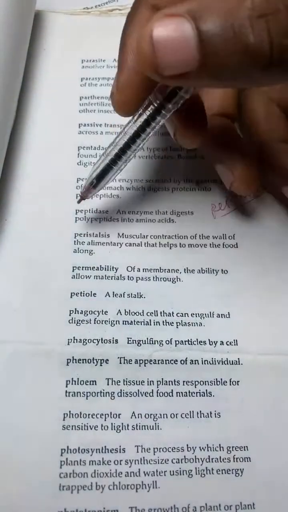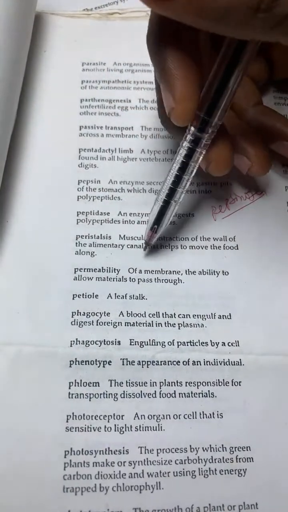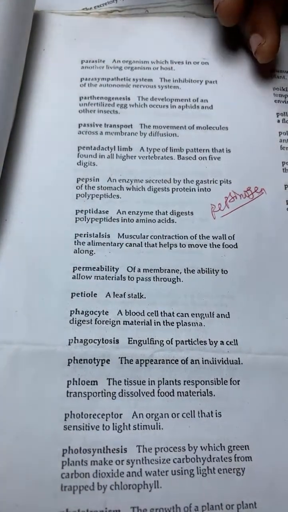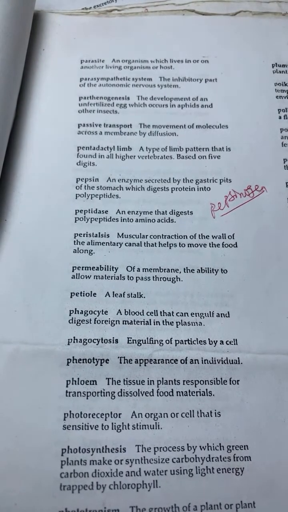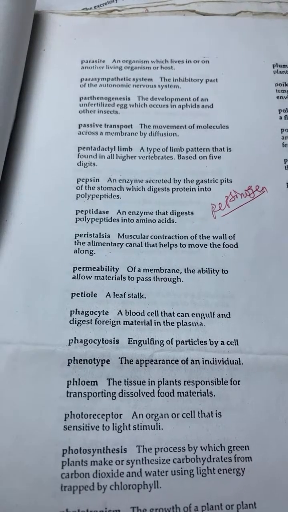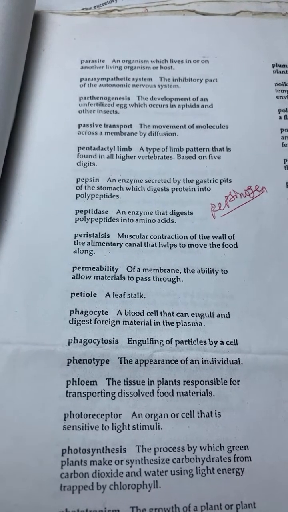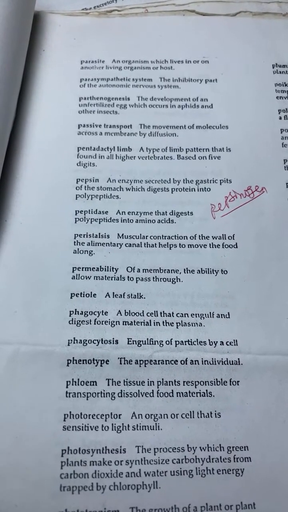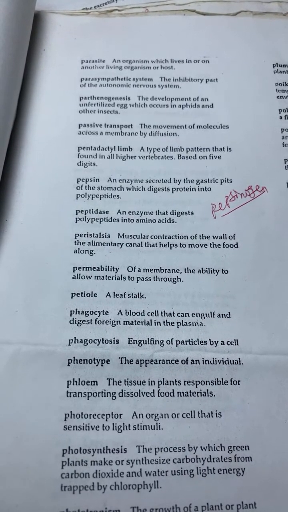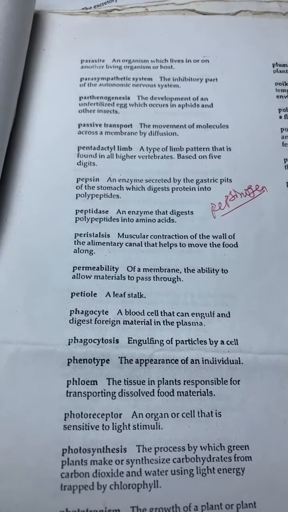Are we together now? Now we have what we call permeability. Permeability of a membrane is the ability to allow a material to pass through. When we say this particular membrane is permeable, permeable simply means it allows materials. If you say semi-permeable, it allows some materials and doesn't allow some. If you say completely permeable, it allows every material to do what? To pass through. Are we together now?